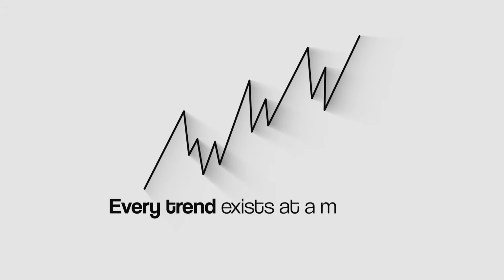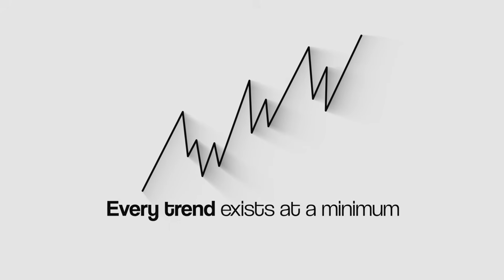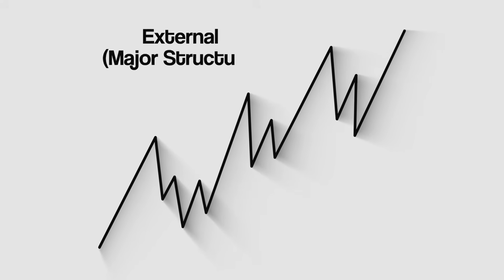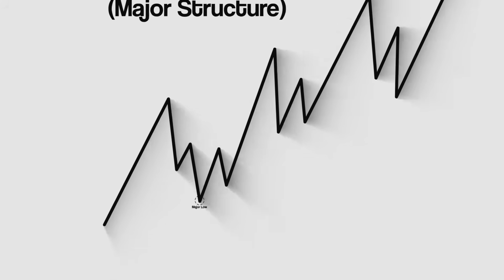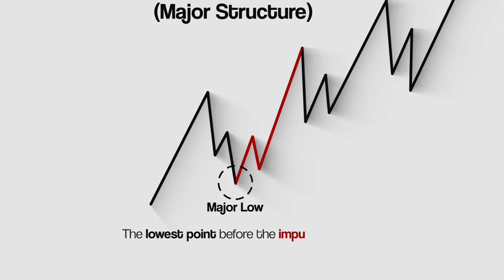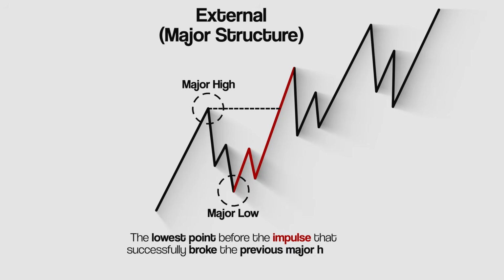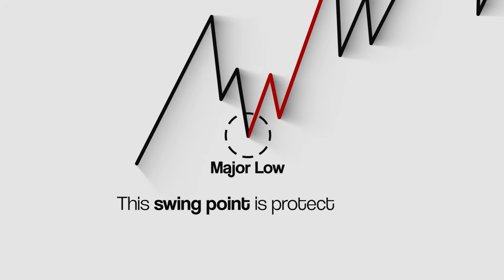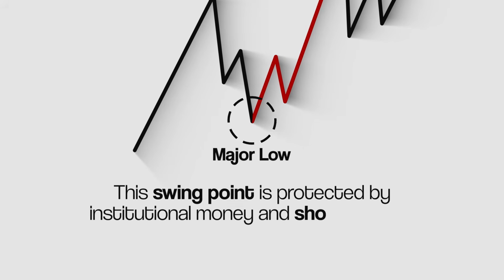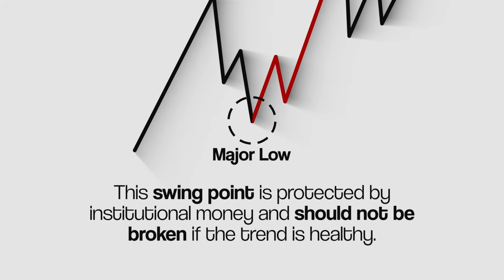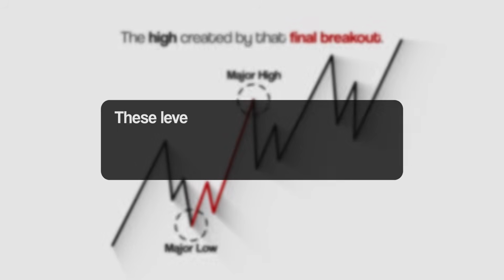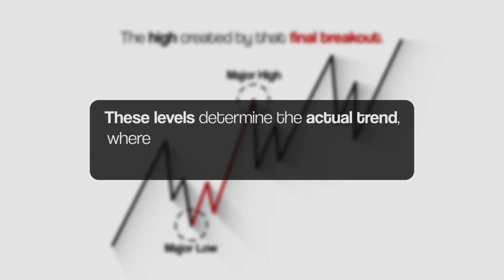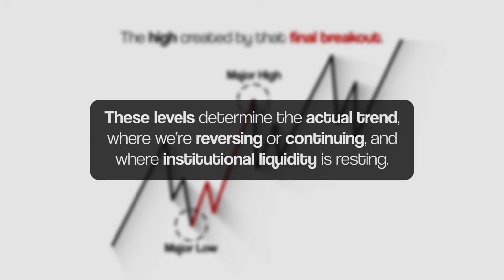Every trend exists at a minimum of two levels simultaneously. External, major structure. This defines the protected swings and the high time frame trend. Major low, the lowest point before the impulse that successfully broke the previous major high. This swing point is protected by institutional money and should not be broken if the trend is healthy. Major high, the high created by that final breakout. These levels determine the actual trend, whether we're reversing or continuing, and where institutional liquidity is resting.